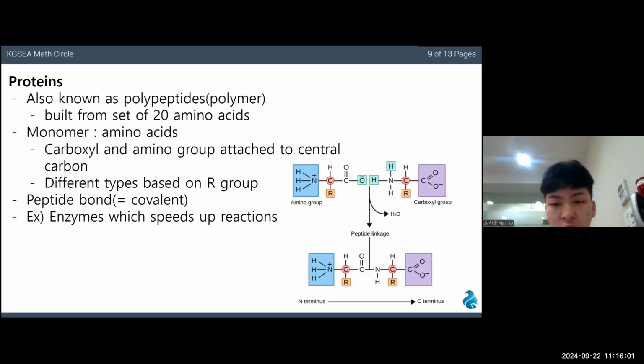Also, below the central carbon, there's an R group, which makes lots of different amino acids. Because there are 20 different types of R groups, you can infer that there are 20 amino acids. They are joined by the peptide bond, which is the C-N bond, as you can see in the picture below. Examples include enzymes, which are very important in our body because they speed up reactions.